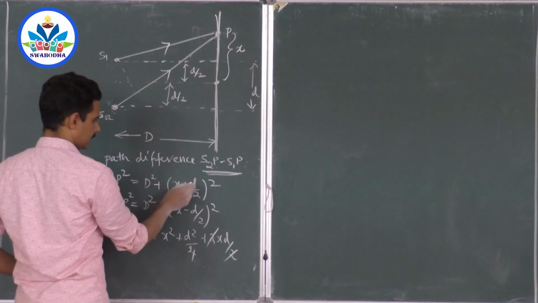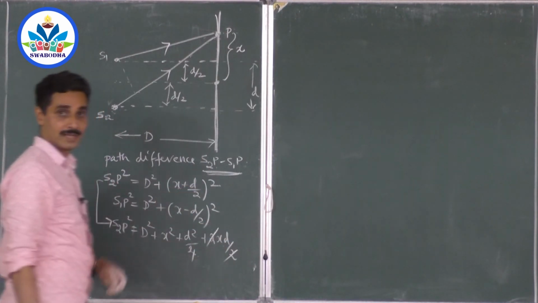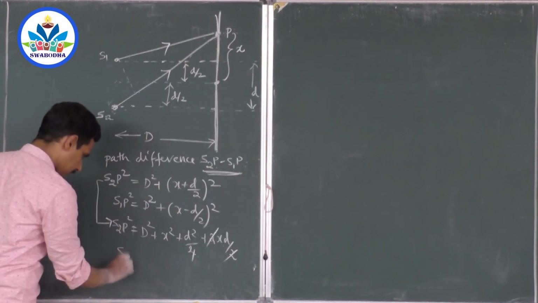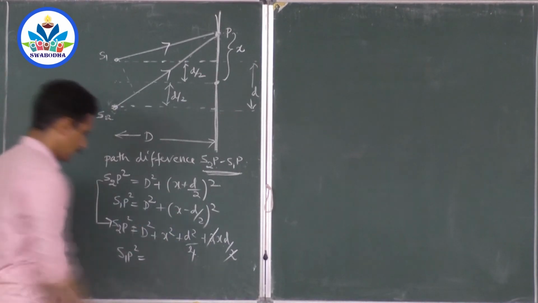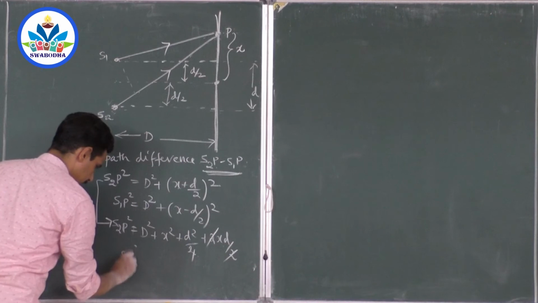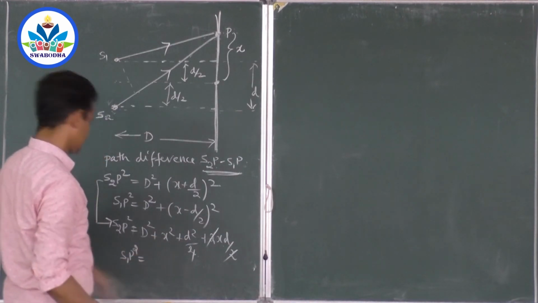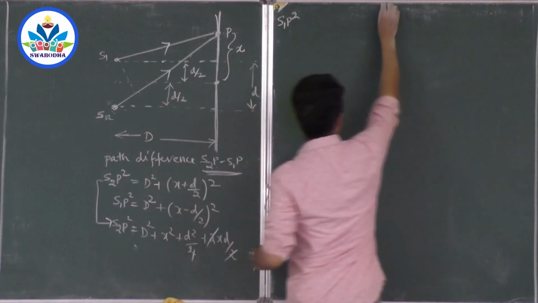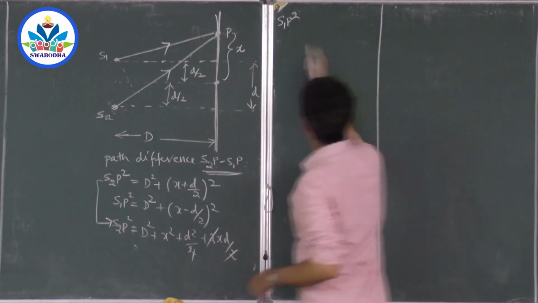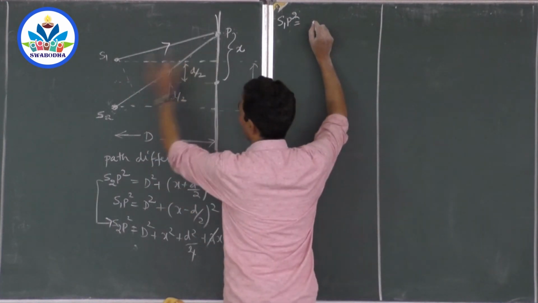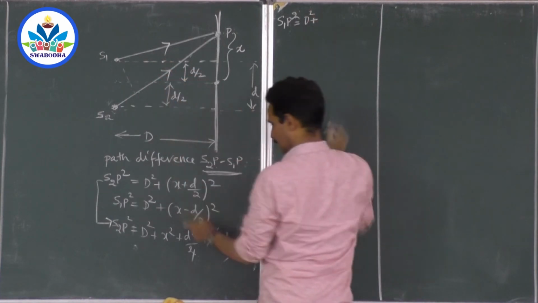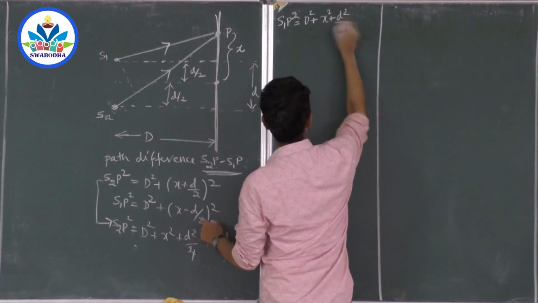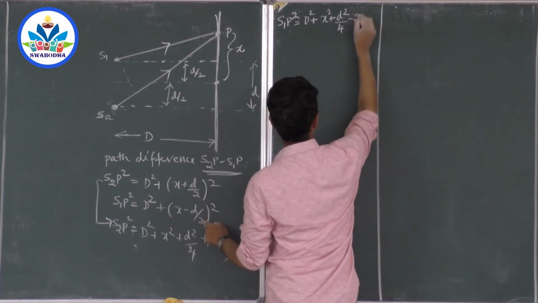Correct? a square plus p square plus 2ab. What is S1P square? Hope you can see this, whatever is written here. S1P square is equal to... shall I write it a little below? I have a risk that it cannot be seen. So I will divide this. S1P square is equal to d square plus a square plus b square minus 2ab minus 2xd by 2.